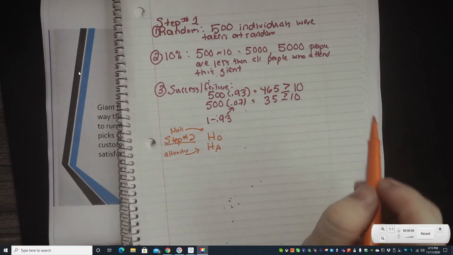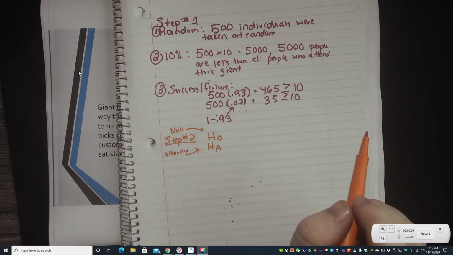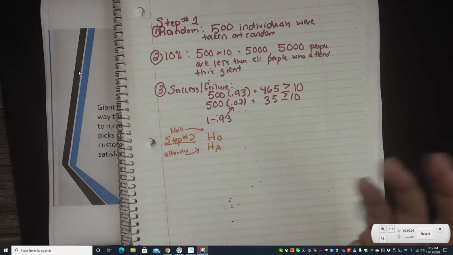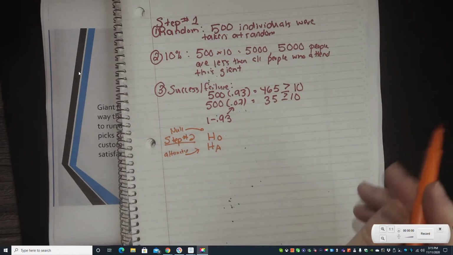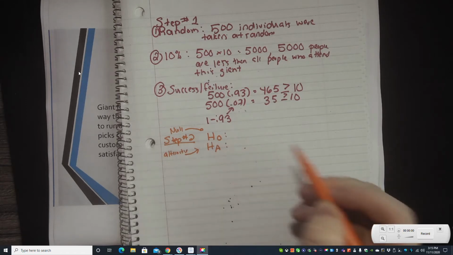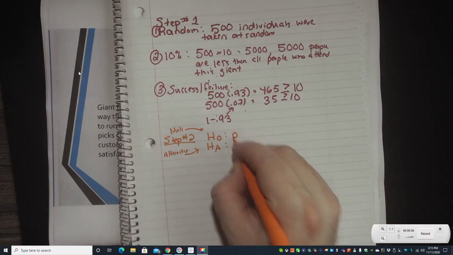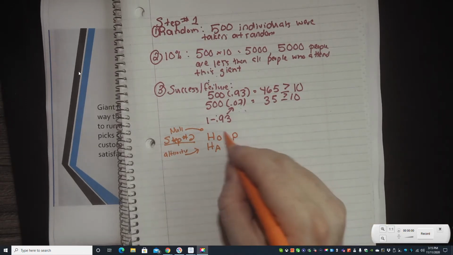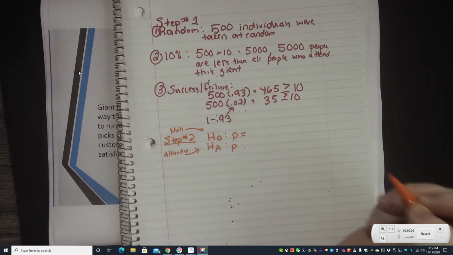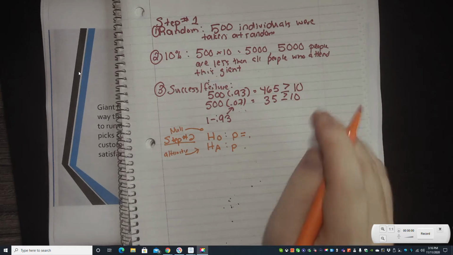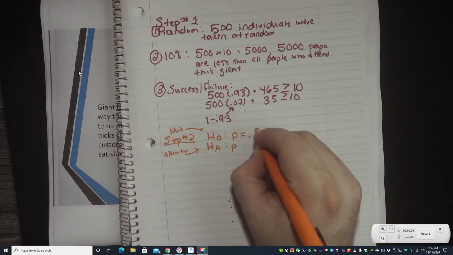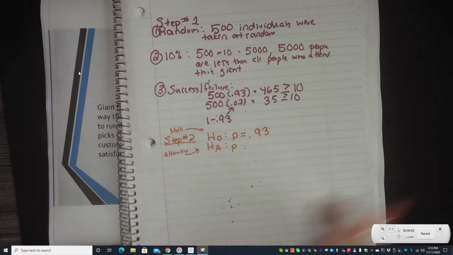My students have expressed that it's like laughter because you have Ho and Ha. Like when Santa laughs, ho ho ho. When most people laugh, it's ha ha ha. So that's kind of a way to memorize it. But we're then going to write P. Now, the null hypothesis is always going to be P equals whatever you start off with. So we had a P of 0.93, so it's going to be 0.93.